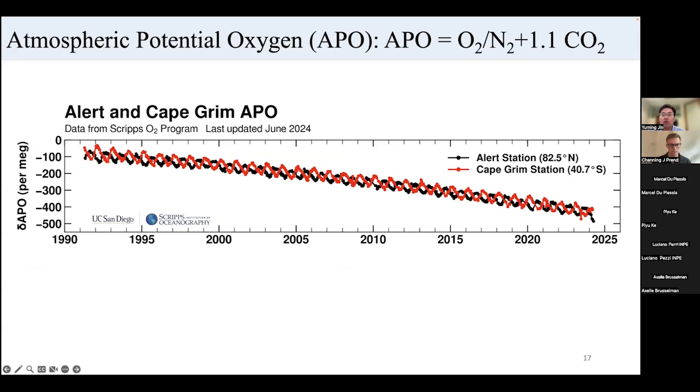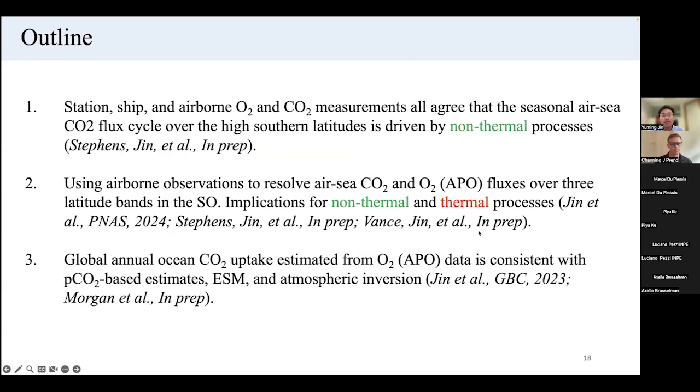The seasonal cycle you observe here is a combination of land processes and ocean processes. But to get only the ocean seasonal signal, you need to combine the oxygen and the CO2 measurements together. So here is an example of a time series of APO at two stations: one Northern Hemisphere station, Alert, in black, and one Southern Hemisphere station, Cape Grim, in red. You can see the two cycles here have very different phase because of the phase shift of oxygen flux between the two hemispheres. The seasonal cycle here really tells you the LC oxygen flux cycle, and it is a good tracer of the ocean metabolic activities.